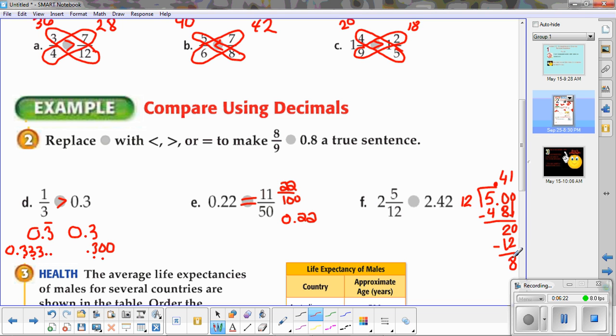with 8 left over. And I could keep going here, but I really don't need to, because in the 100th spot, I have a 1 over here, and I have a 2 here. See the 1 and a 2? So this one, the 5/12ths, is smaller.